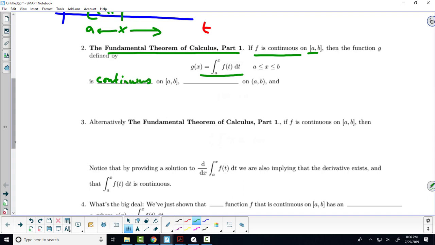The area function is also a continuous function. Not only that, but it's differentiable. And g prime of x is equal to f of x. That's it. That clarifies calculus. That's the big result of calculus.